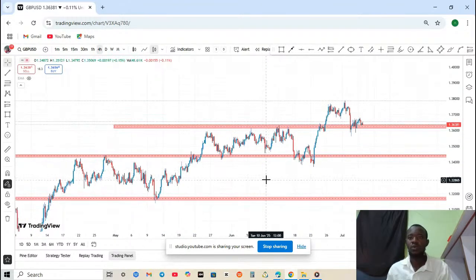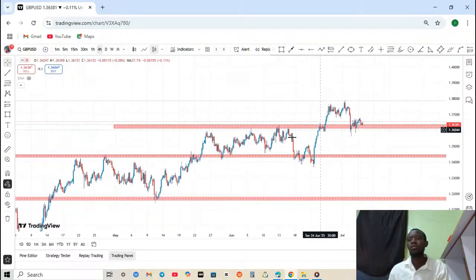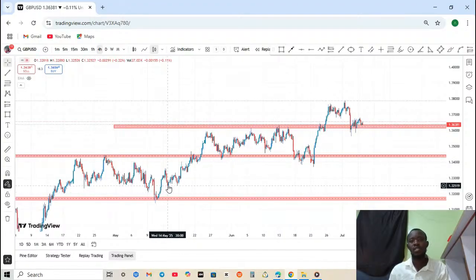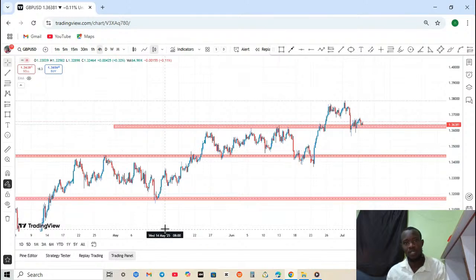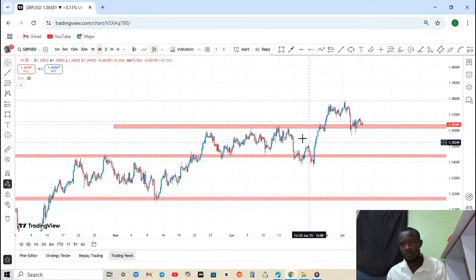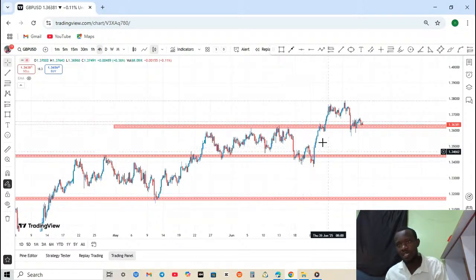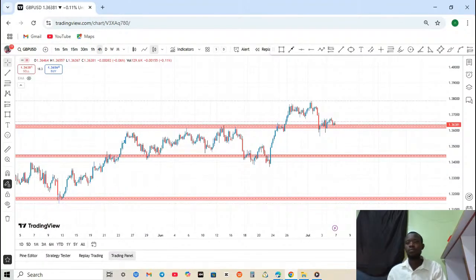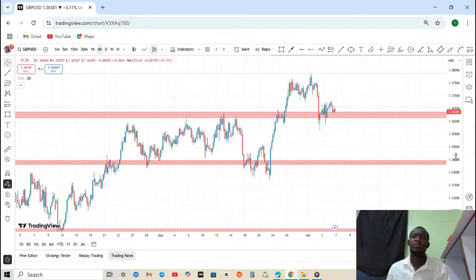So guys, you can now see the market is forming higher highs. There was a break of this zone here. It was retested, and after the retest, there was a fake breakout here with a series of bearish candles. So nothing much on the 4-hour time frame.